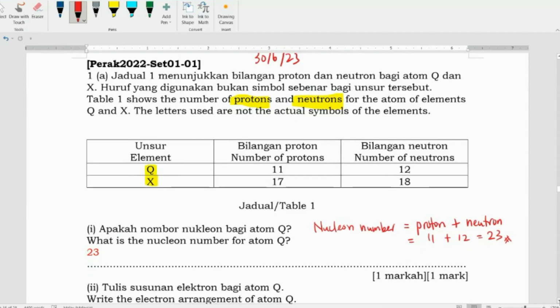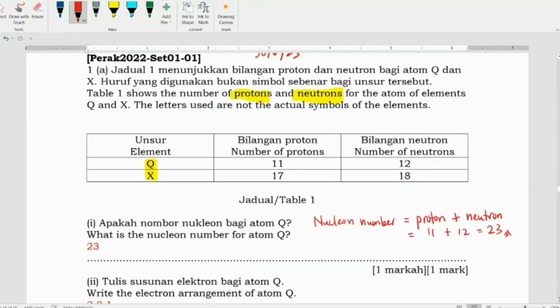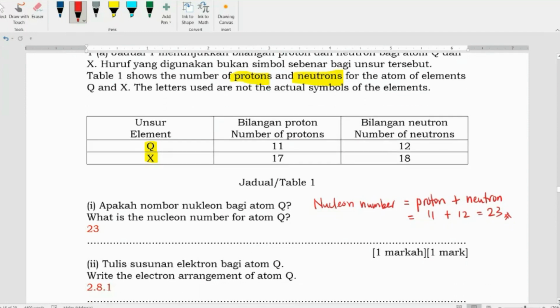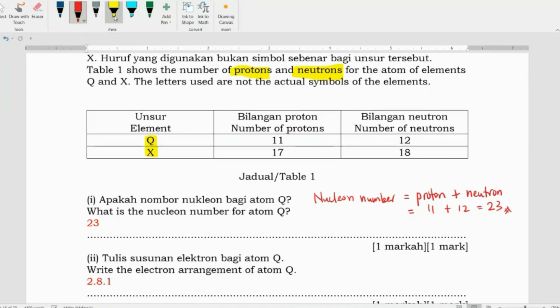Next, number 2. Willie, can you answer this question? Read the question first. Write the electron arrangement of atom Q. It is 2.8.1. Correct, Willie. So class, I would like you to pay attention here. This one is the atom Q, meaning that is the neutral one, the actual one. So it's 2.8.1.